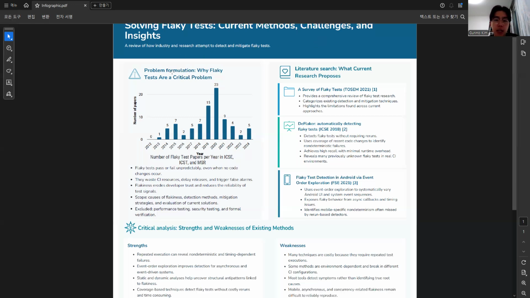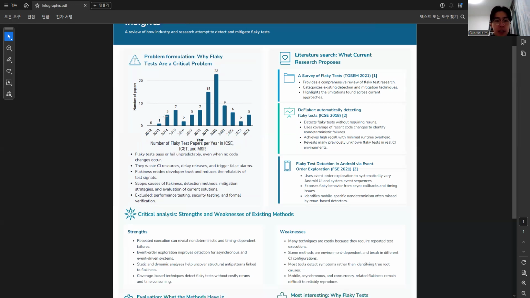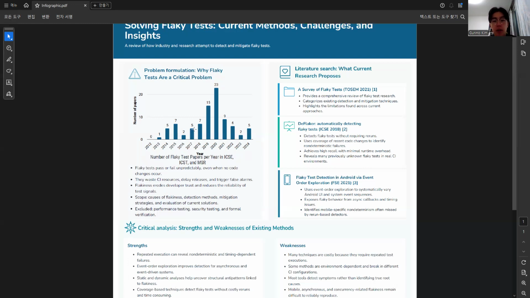So let's deep dive into problem formulation. Let's begin with the graph. This graph shows the number of flaky test related papers published each year in major software engineering conferences. And we see that the number has been steadily increasing.